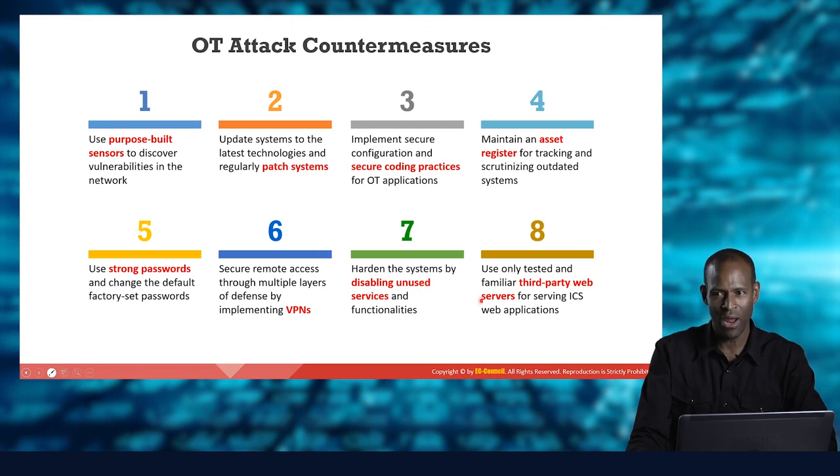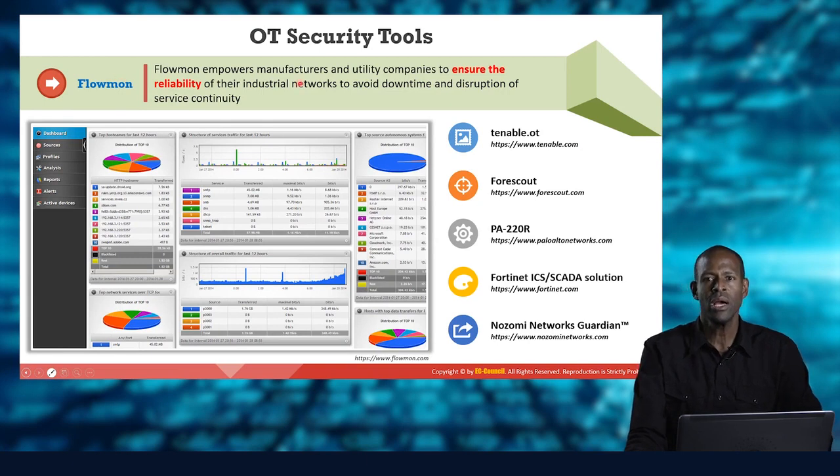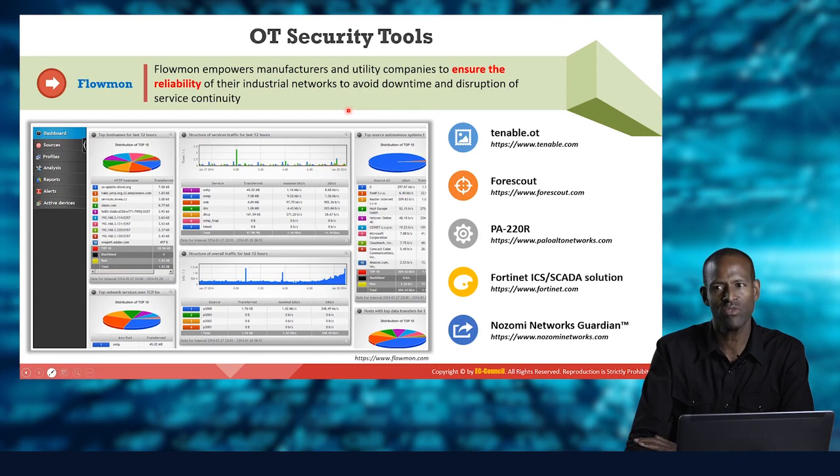You don't need them. Number eight, use only tested and familiar third-party web servers for servicing ICS web applications. Don't just go to random services for servicing your web applications. Make sure you're using tested and true applications for those. Here are some tools for you. Number one is Flowmon. We mentioned this a little bit earlier. What you want to do is find the reliability of your industrial networks. Try to avoid downtime.